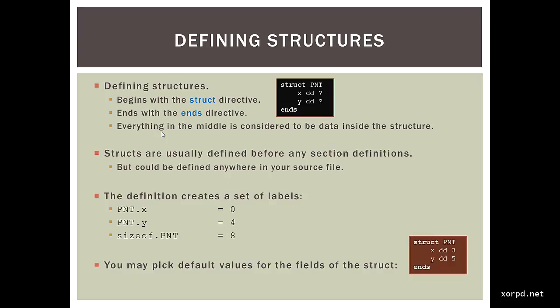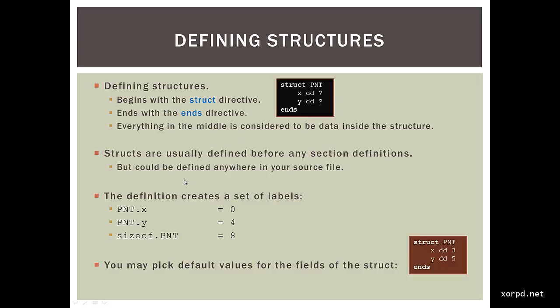You just have to make sure that you define it early enough so that whenever the assembler is going to spot, for example, the word PNT in the source code, it will be able to understand that it is a struct that you have defined before. The order somehow matters, but it doesn't really matter if you put this definition inside the section. It means nothing.